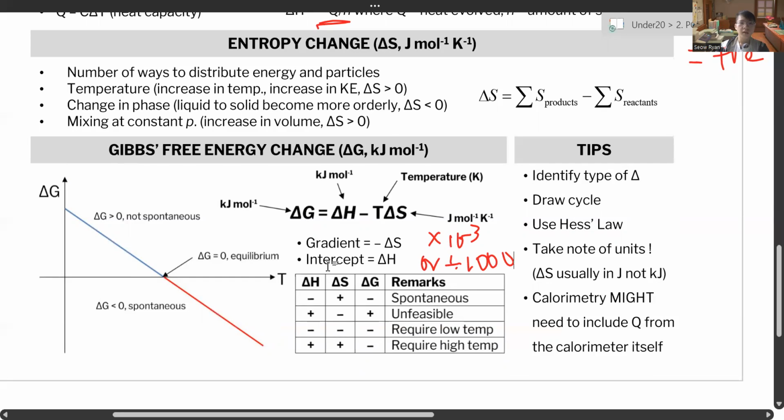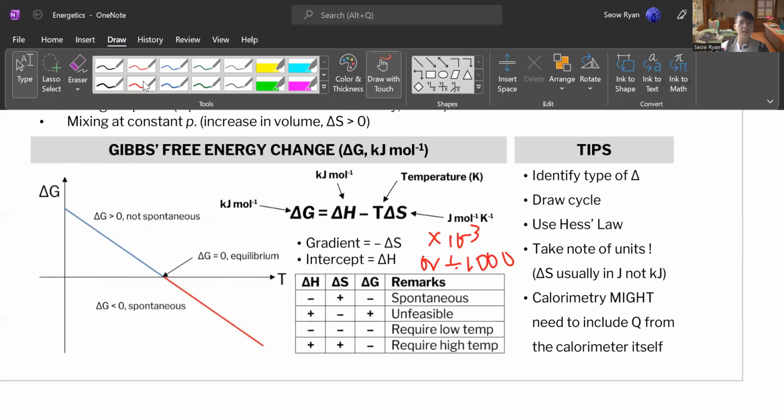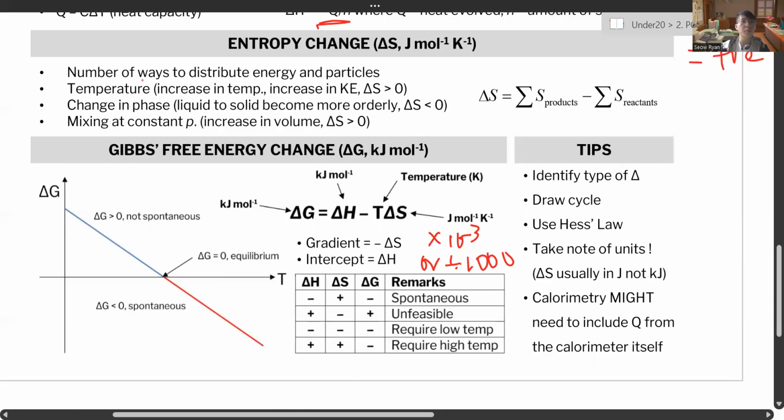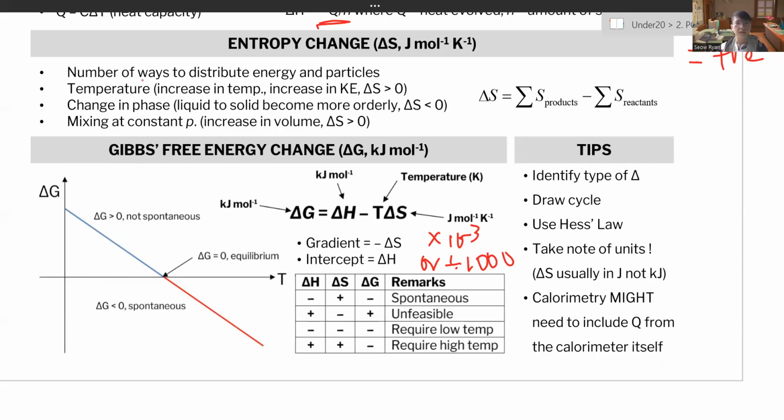So based on linear law, if you draw a graph of delta G against T, the gradient is negative delta S. Remember, it's negative delta S, and the intercept is delta H. So some values of importance here is the sign, right? When delta G is more than 0, it means that the reaction is energetically not spontaneous. When delta G is equal to 0, it means that it's equilibrium. So equilibrium is something like a phase change when you go from liquid to solid. And when delta G is less than 0, it is an energetically spontaneous reaction.